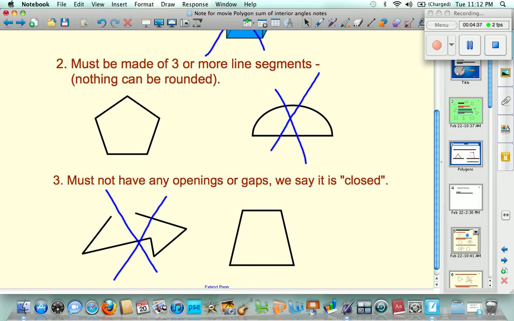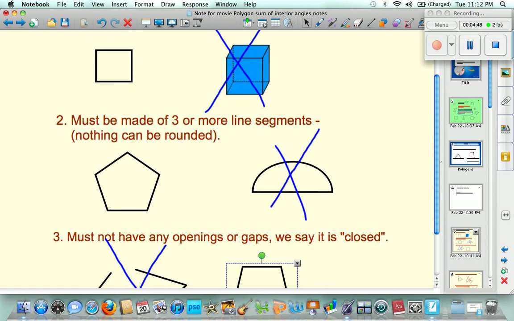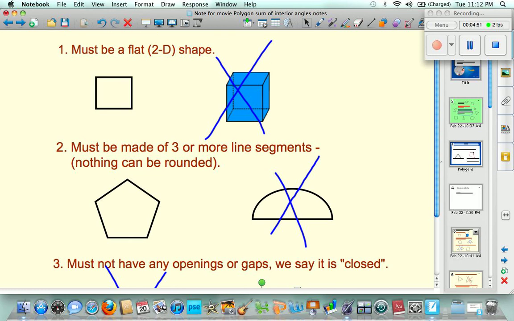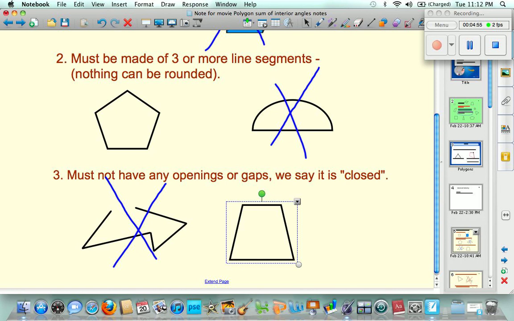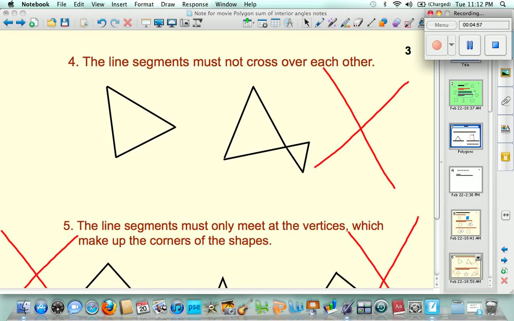A polygon is not allowed to have any openings or gaps. So this one here is not a polygon. This one here would be a polygon. So we need to make sure we have all of this information written down. You should have the examples written down before moving on.